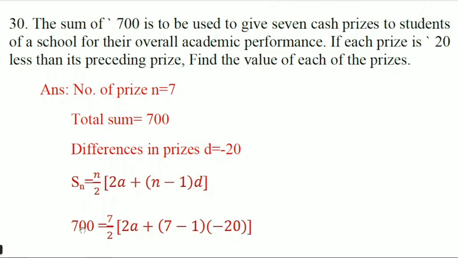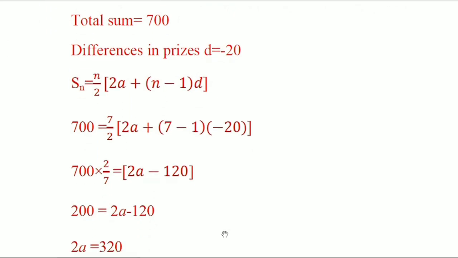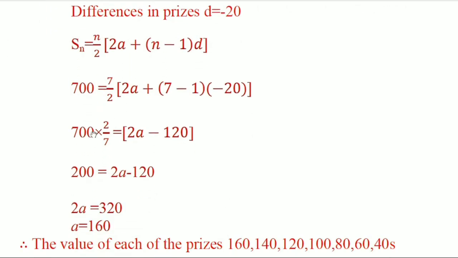Here Sn equals 700, and n means the number of prices, that is 7. So 7 by 2 into 2a plus 7 minus 1 into minus 20. Here 7 by 2 is there, so I am taking it to the left side. When I am doing cross multiplication, the numerator comes to the denominator and the denominator comes to the numerator.